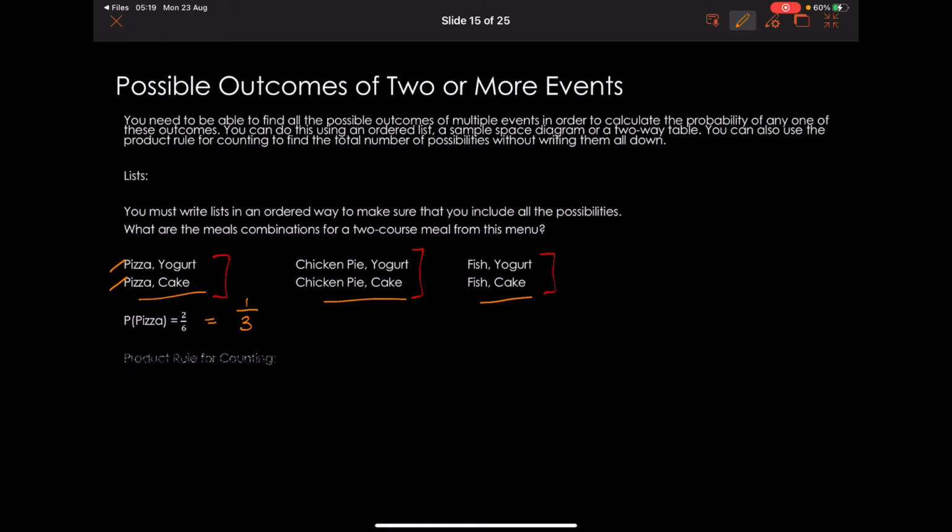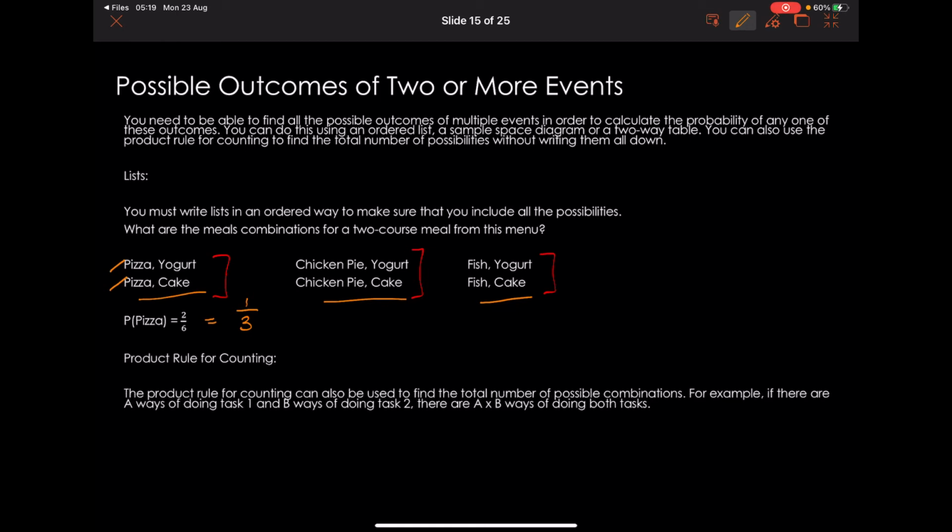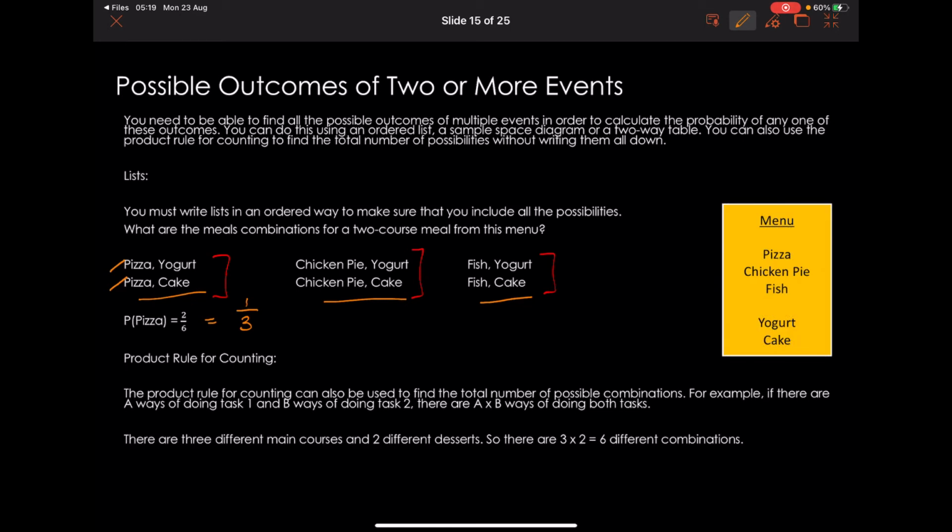Okay. Now, the product rule for counting can also be used to find the total number of possible combinations. For example, if there are A ways of doing task 1 and B ways of doing task 2, there are A times B ways of doing both. So what you could have done with the menu, let me just show you that menu again. There are 3 different main courses and 2 different desserts, which means you know that you need to have 6 different combinations, because you would end up doing 3 times 2. Let me just read that again. If there are A ways of doing task 1 and B ways of doing task 2, there are A times B ways of doing both. So you would multiply both amounts, giving you 6 different combinations.